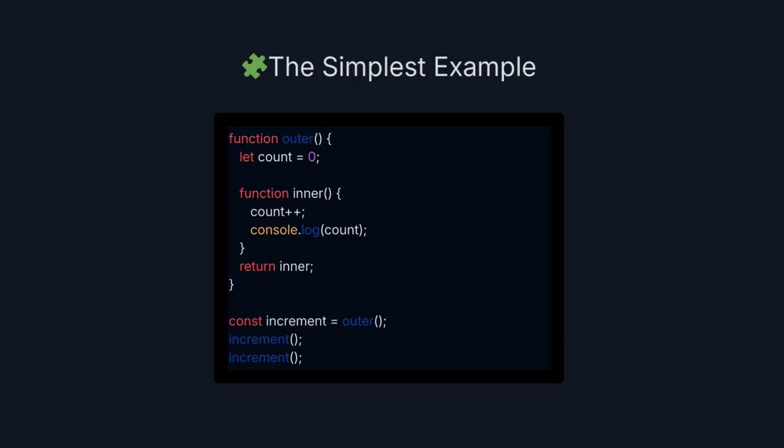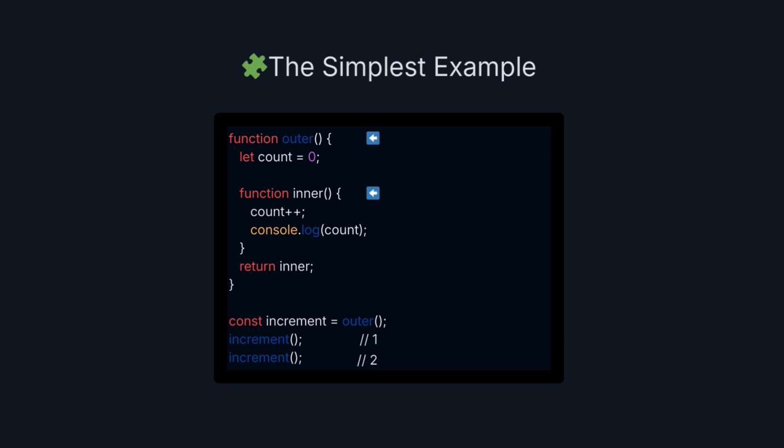So what do you think would be the output when you call the increment function first time and then the increment function for the second time? So the output will be 1 and then 2. Why do you think so? Let me explain this visually.